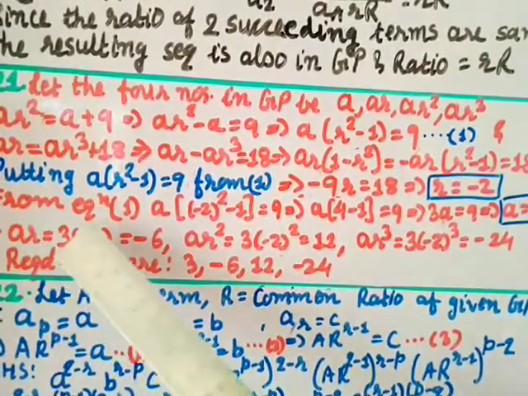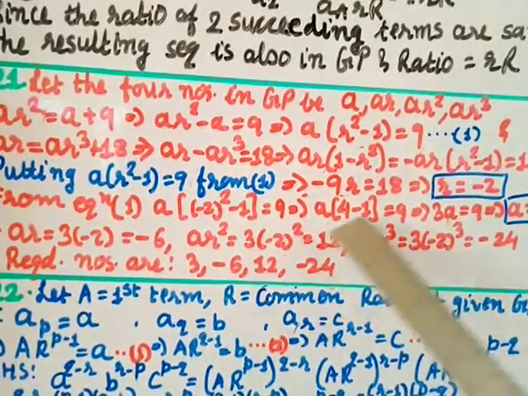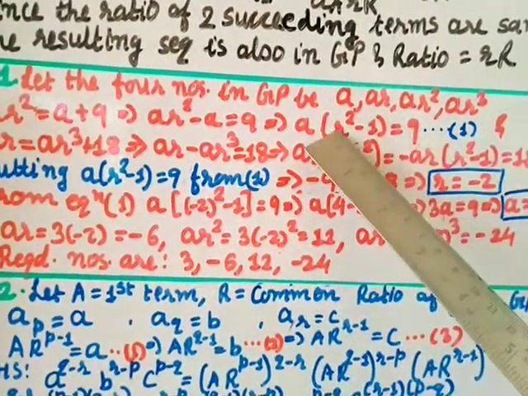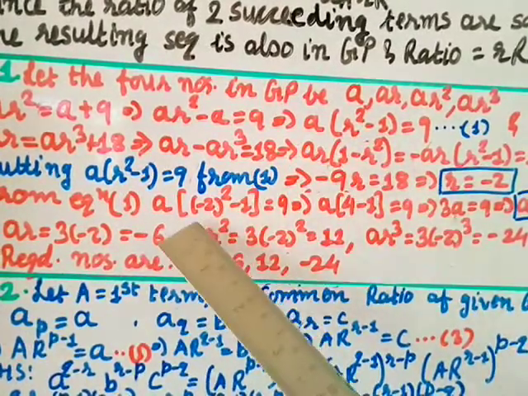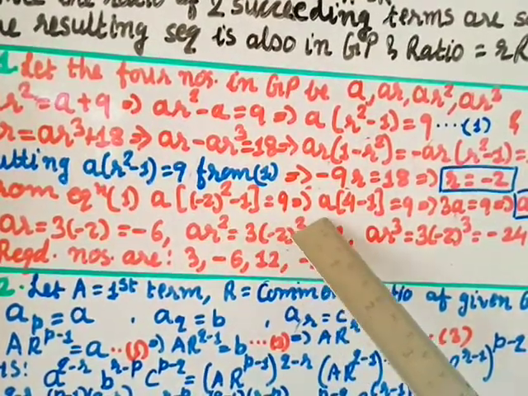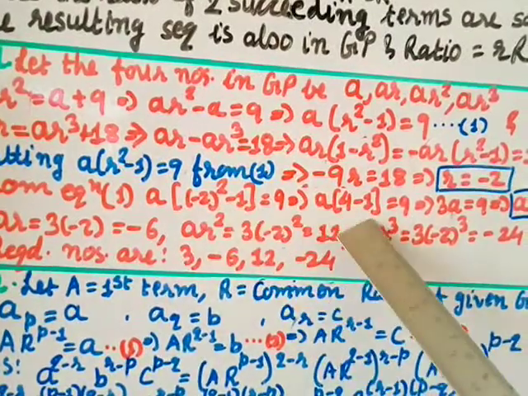Okay, now from equation 1, we put the value of R equal to minus 2. So you get A into minus 2 square minus 1 equal to A into minus 2 square is 4 minus 1 equal to 9.